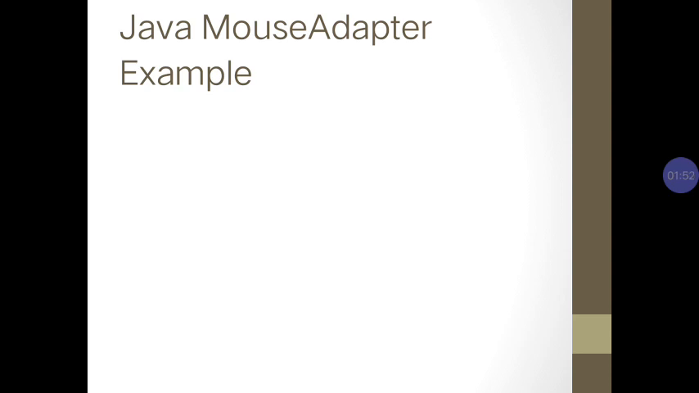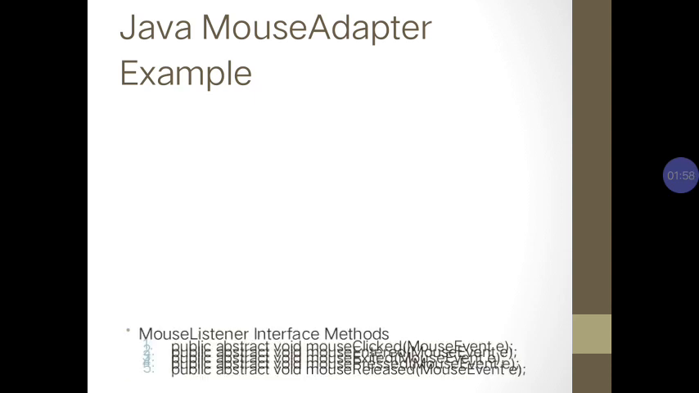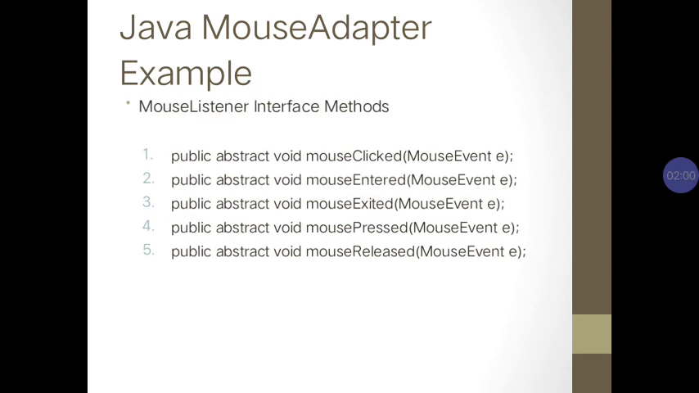Now we are going to see a very simple program for Java MouseAdapter. Before going to the example, we are going to see the MouseListener interface. In this interface, 5 methods are given, and all these methods we have to compulsorily override if we are going to implement this interface. So which are these methods?